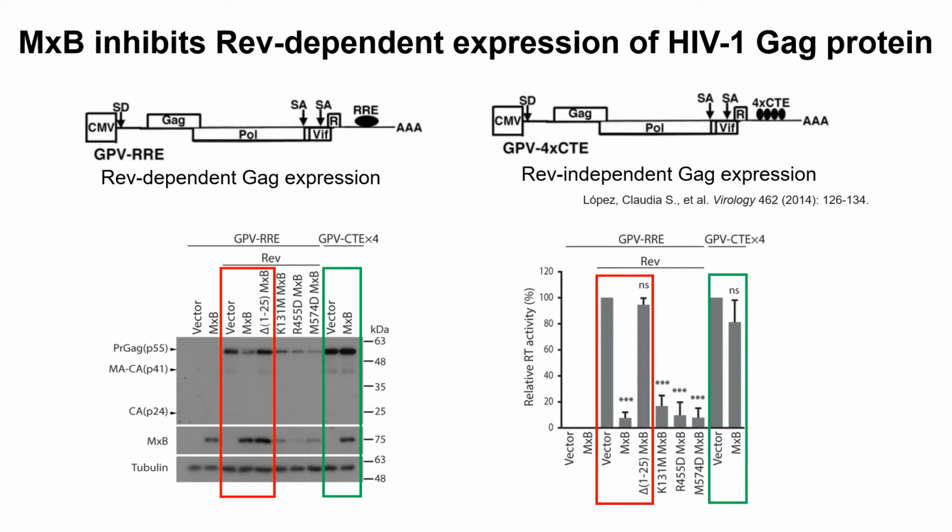This strong inhibition of Rev-dependent Gag expression is further confirmed by the profound reduction of virus-like particles, which are formed by Gag and Gag-Pol proteins. This result demonstrates that MxB inhibits the function of Rev in mediating Gag expression.